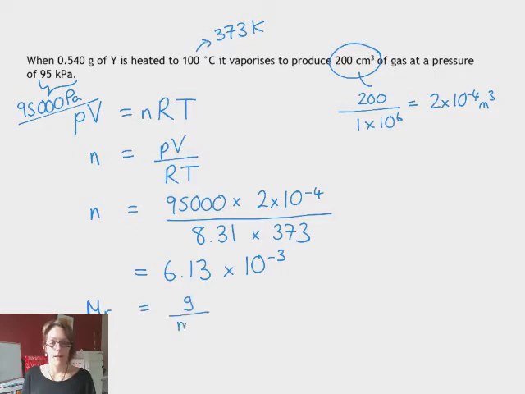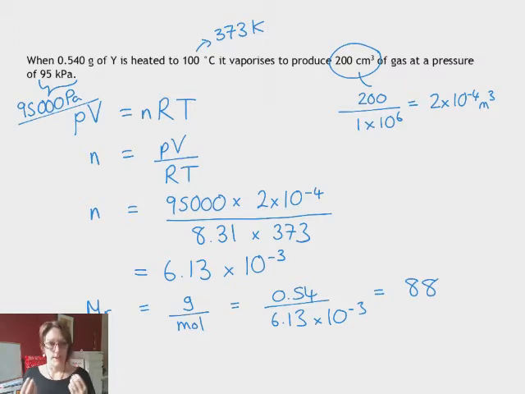MR is how many grams there are per mole. So it will be 0.54, the number of grams, divided by 6.13 times 10 to the minus 3 to get me the mass of 1 mole of Y. And that equals a nice round number of 88, which is a sensible number for a molecular mass.